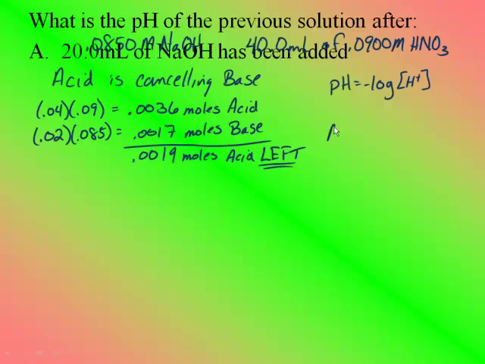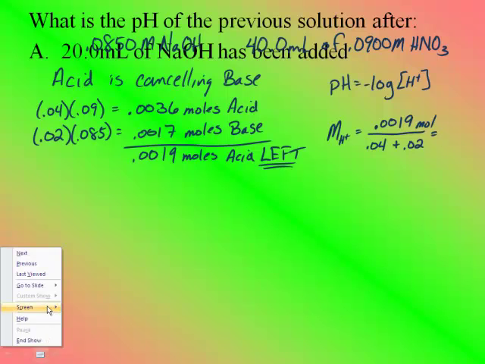So now I have to find the molarity of my H+. To find the molarity of my H+, I take the moles remaining, 0.0019, and I divide by the total volume in the beaker. The total volume in the beaker is the 40 milliliters that was there of the acid before, plus the amount of base that I have added, which in this case is 20 milliliters. And of course, this is all converted to liters. So it's now 60 because I had 40 to start, I added 20 to it.